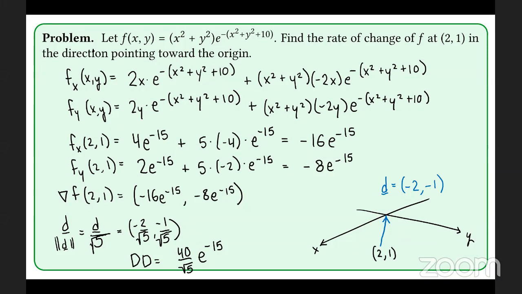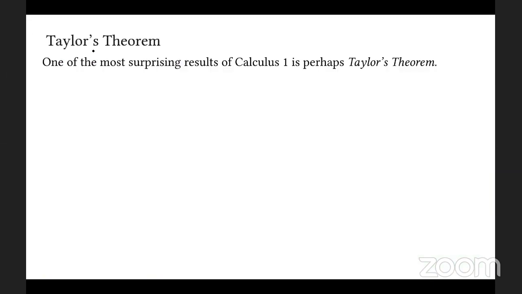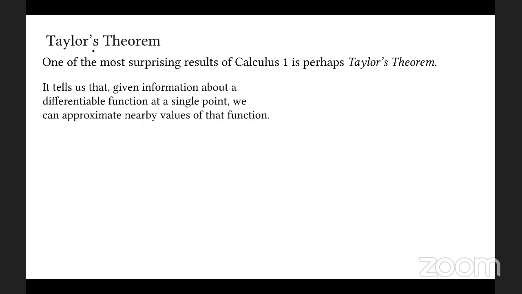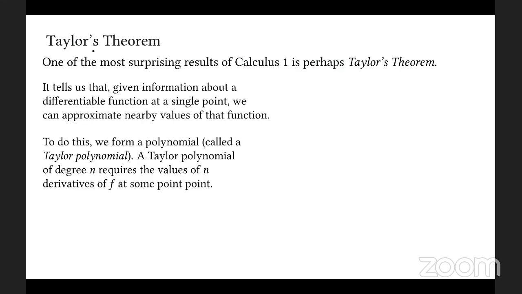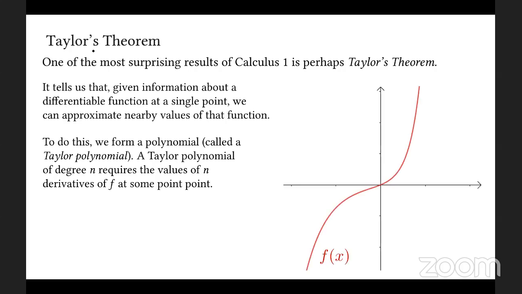All right. Okay. So Taylor's theorem. One of the most surprising results of Calc 1 is perhaps Taylor's theorem, maybe. I think it's kind of surprising because it tells us that given information about a function just at a single point can get us a really good approximation for the function nearby. So just as a reminder, this is a Maclaurin series because it's centered at the origin. So we have f here, that line at the origin, that's a linear approximation. That's a Taylor polynomial of order 1.